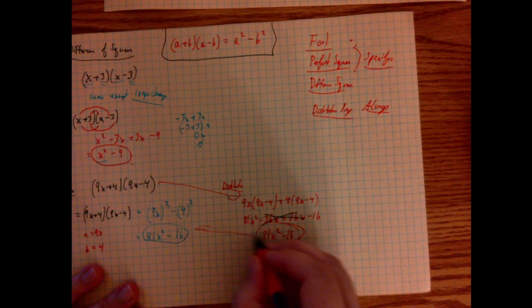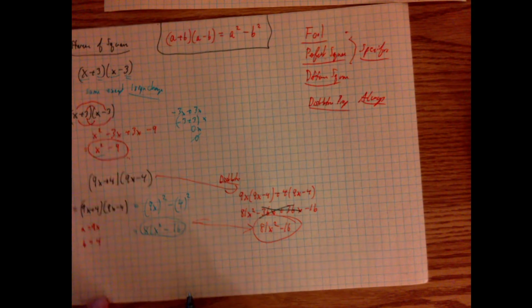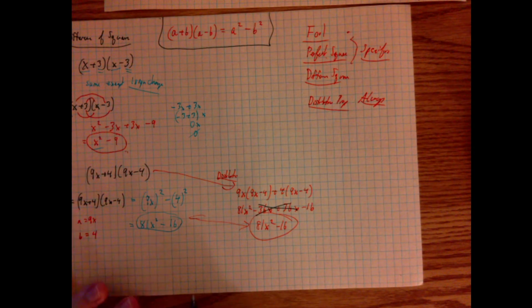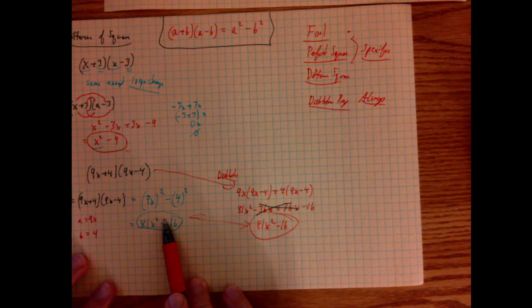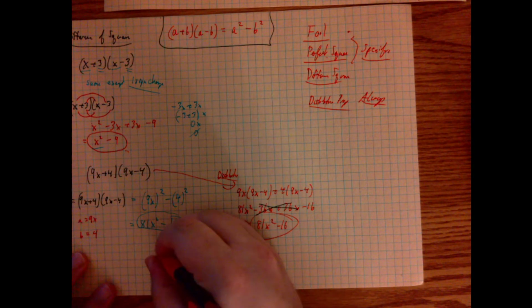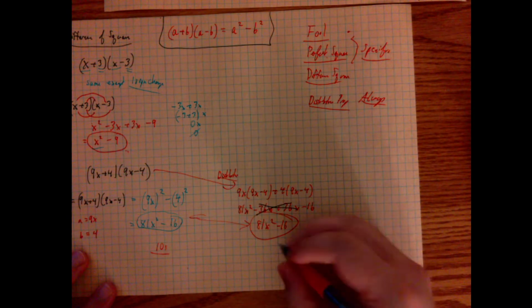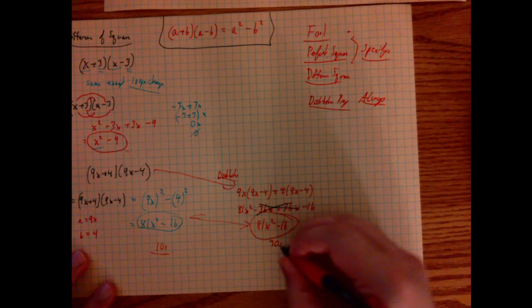We get the same result no matter which way we do it. And if we use FOIL, we get the same result. It doesn't matter which way you do it, it's just this one's a little faster. It just is. And if you can see it right away and get that solution, this can take a problem and do it in 10 seconds. This can take a problem and do it in 30 seconds.